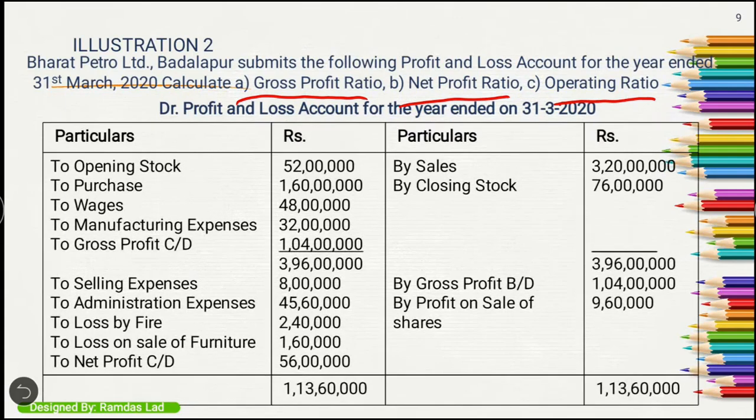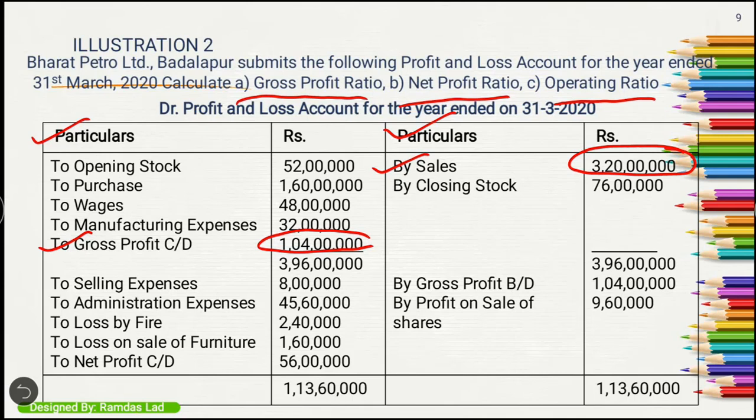Here expenditure side and income side is given. So the first half of this statement is the trading account and the second half is the profit and loss account. For gross profit ratio, what is the formula? Gross profit divided by sales into 100. So where is the gross profit? Here gross profit is given, 1 crore 4 lakh, and sales is given, 3 crore 20 lakh. By using this, we can calculate gross profit ratio.